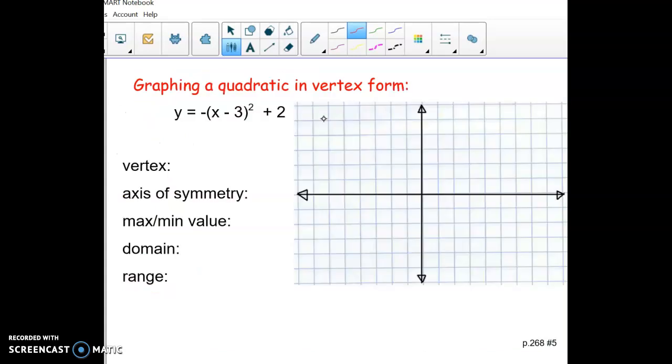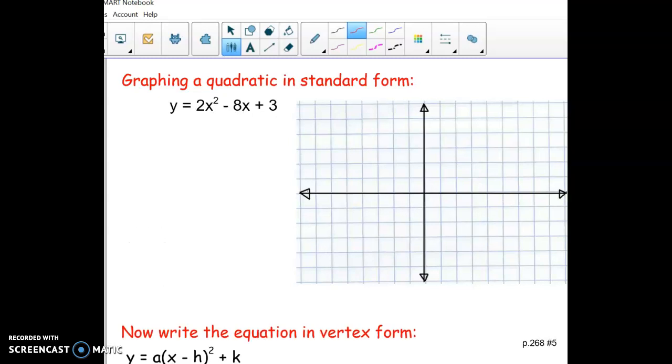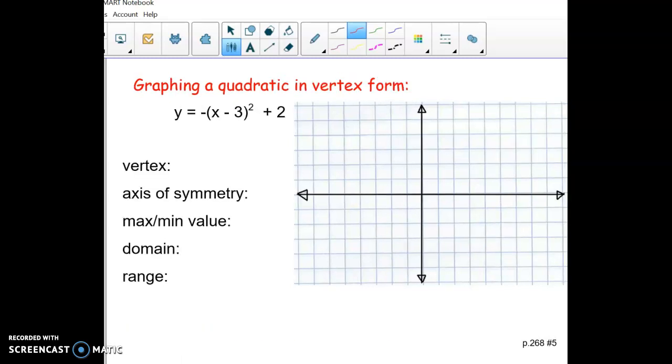Okay, and there's two different forms. There's vertex form you see there, and then standard form, which you see here. So roughly there's two different ways to graph, quite a bit different actually. So see if you can draw the graph of this and then answer these questions. Pause the video and give it a shot before continuing.